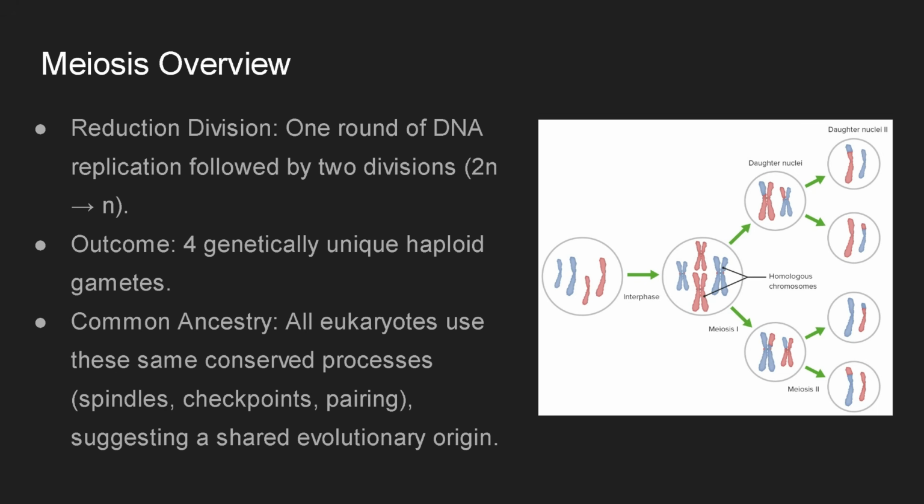Think of meiosis as a reduction division. You replicate the DNA once during interphase, but you divide the cell twice. The goal is to turn one 2N cell into four genetically unique haploid gametes. This reduction is very important for maintaining the correct chromosome count across generations, and from an evolutionary standpoint, the fact that all eukaryotes, from yeast to humans, use these same conserved processes like spindle fibers and checkpoints is major evidence for our common ancestry.